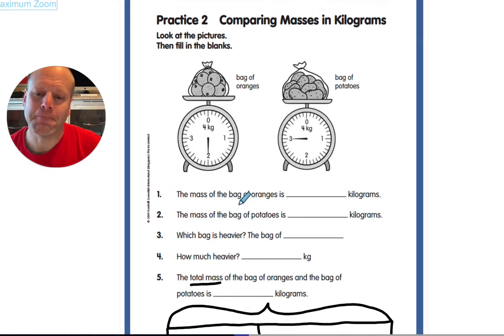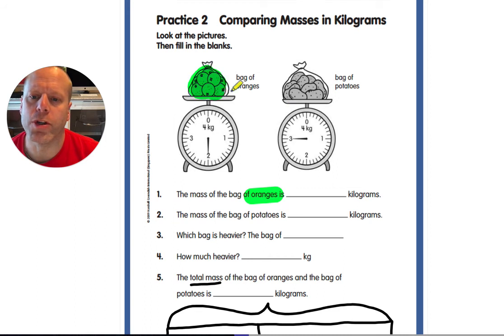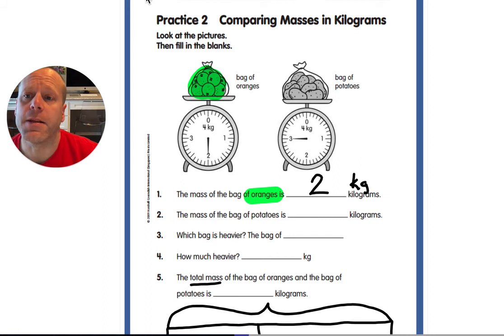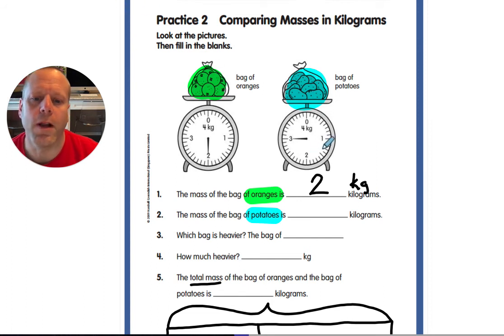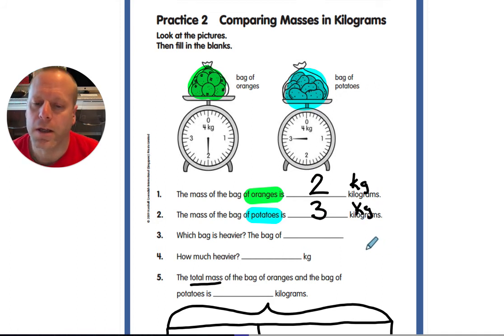Okay? All right, let's talk about the mass of the oranges. How much are the oranges? Here are the oranges. They are exactly 2. Easy. They are 2 kg, kilograms. What is the mass of the potatoes? Well, in this case, it's beyond the 2. It's all the way, there it goes. All the way up to the 3 kilograms.